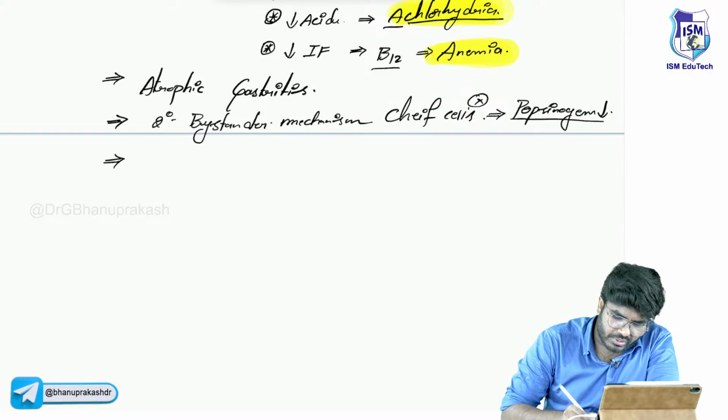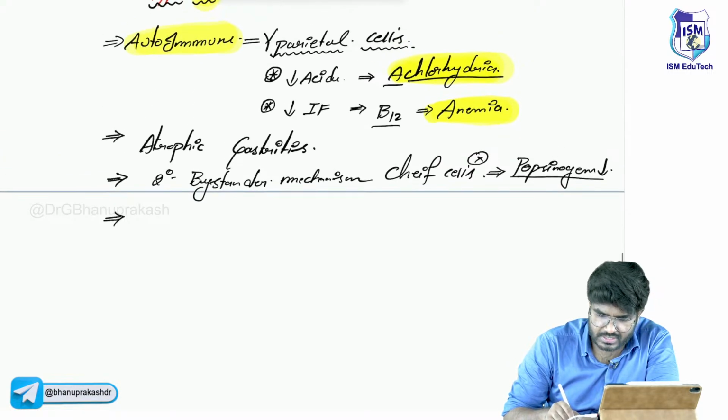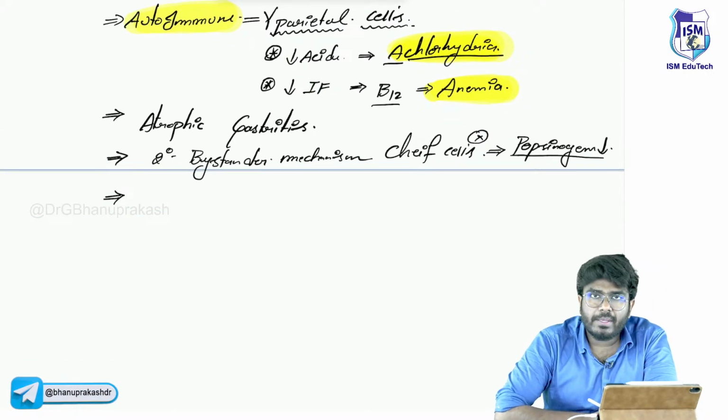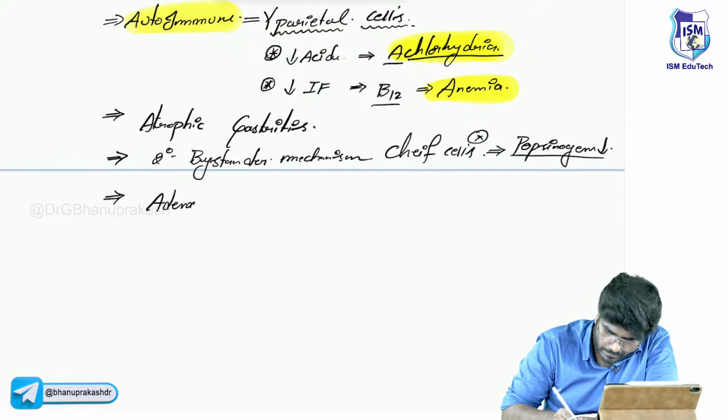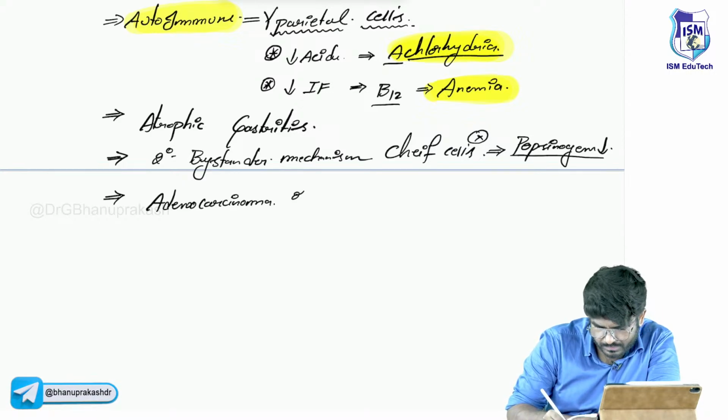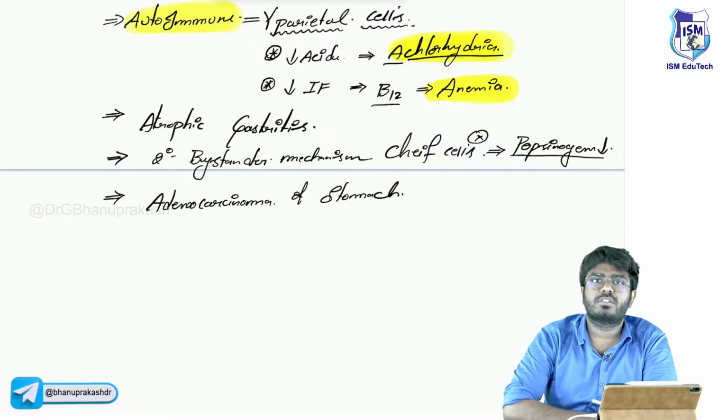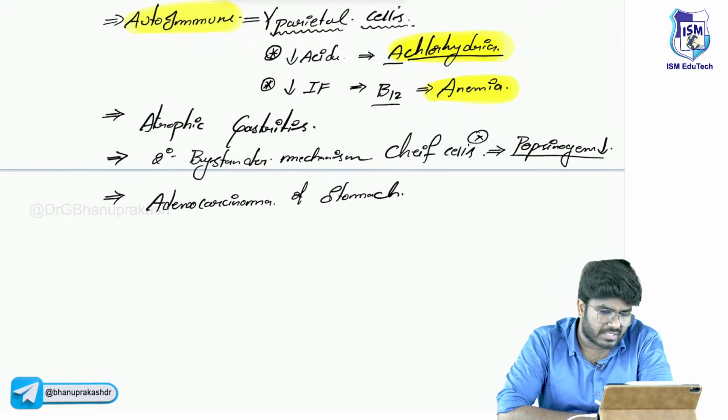So what else do you need to know about these patients? These patients are at risk of developing cancer, adenocarcinoma of the stomach. Autoimmune gastritis or atrophic gastritis can lead to adenocarcinoma of the stomach.